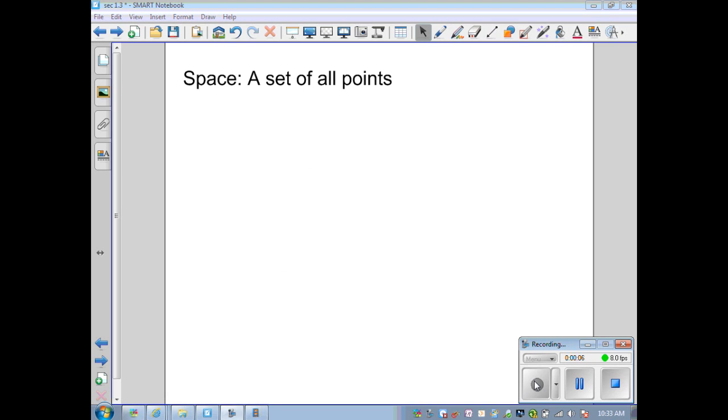Space. The definition of space is the set of all points. Therefore, space contains an infinite number of planes. Therefore, it would contain an infinite number of points and also lines. An example of that is if you take a look at the sky at night, you see multitudes of stars. That would be known as space.